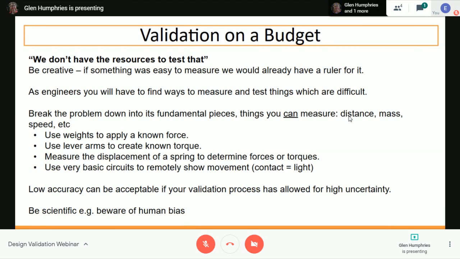Things you can actually measure: distance, mass, speed. Okay, you don't have a torque sensor and a bending stress sensor for a steering shaft, but you've got a basic set of scales, a spring balance, call it, that you can use to measure force. You've got a set of bathroom scales you can use to measure how much force someone can push with their foot. You can create a known amount of torque with a lever arm and buckets of water, accurately measured buckets of water. And you can control it very easily. It's repeatable.